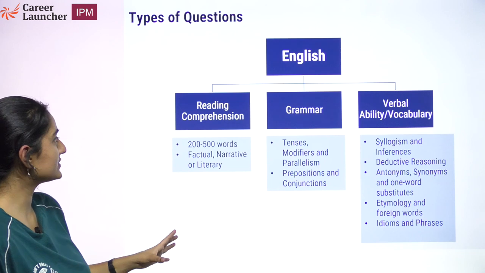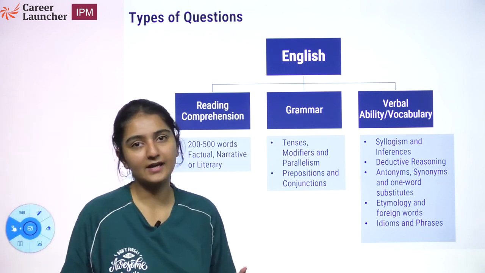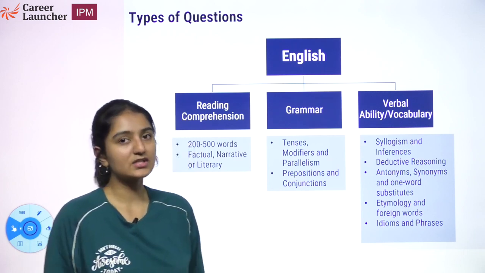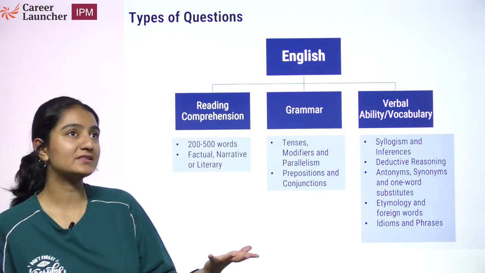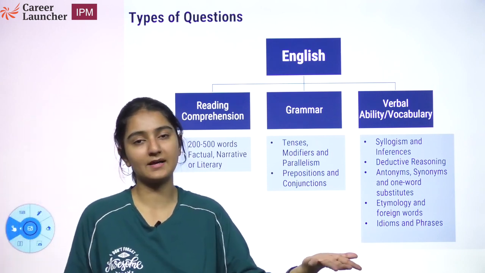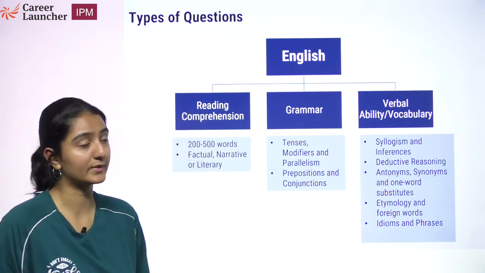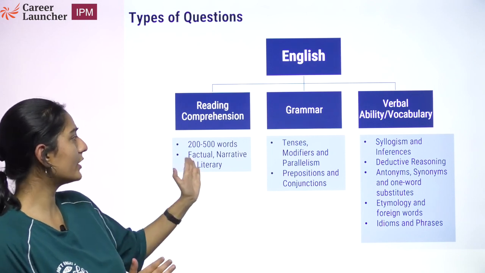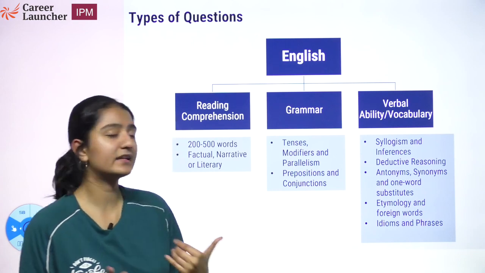So the first one that you see here is reading comprehension. Now reading comprehension is simply, as you already know, you have to read a passage and then answer accordingly. In case of IPMAT, the passage could be anywhere between 200 to 500 words. So one passage could be a 200 word passage and the other could be a 500 word passage, and the number of questions also varies with that. The type of passage could be factual, narrative or literary.